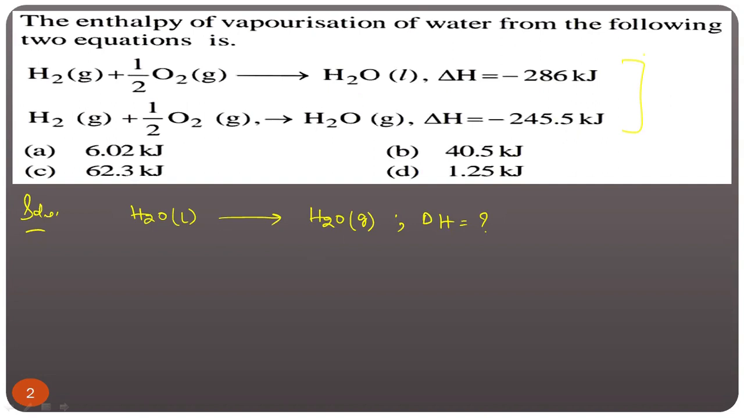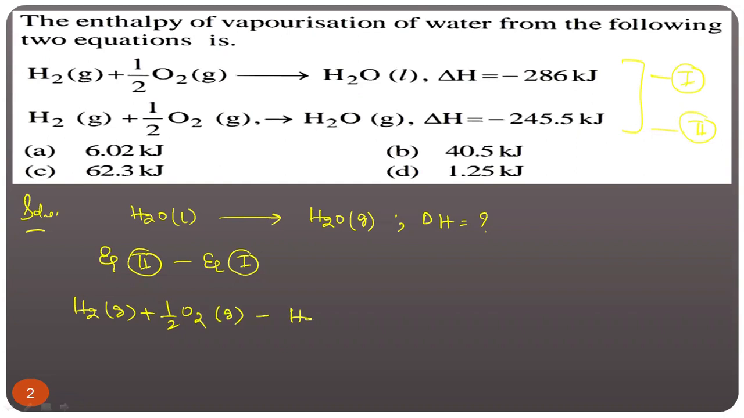Now how to solve these questions? Let us assume this is equation number 1 and this is equation number 2. Is it clear? Now if I write equation 2 minus equation 1, then what will happen? Write down H2 plus half O2, minus H2 plus half O2. Then here is H2O gas and H2O liquid. Okay, now here is the bracket sign.